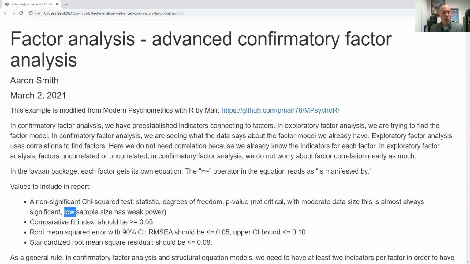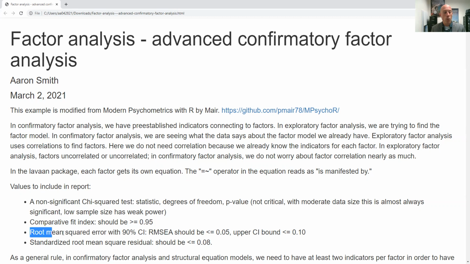Now, if I have a low sample size, the power of this test is going to be relatively weak. So once again, I'm really not going to worry too much about it because I'm going to be prone to making an error whether I like it or not. Now, we can take the comparative fit index, and we want that to be greater than 0.95.